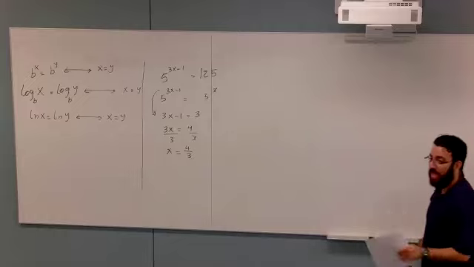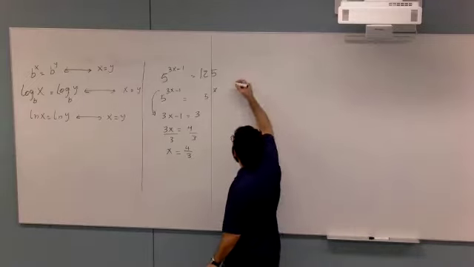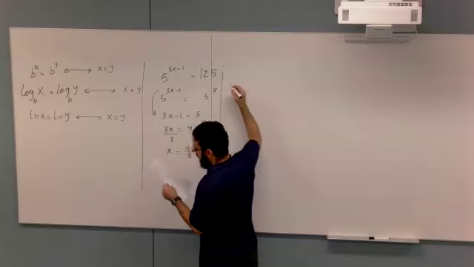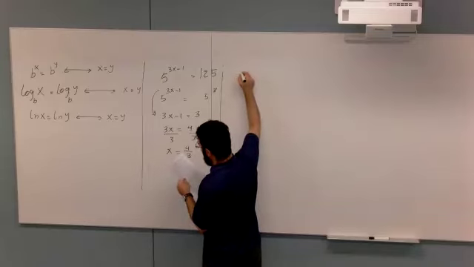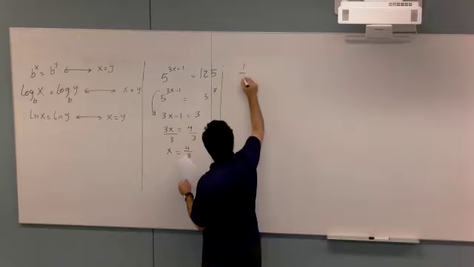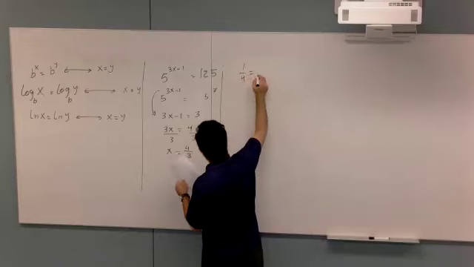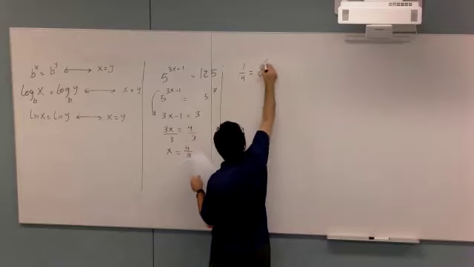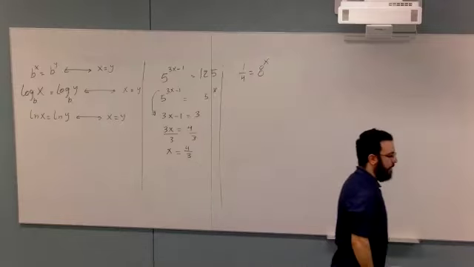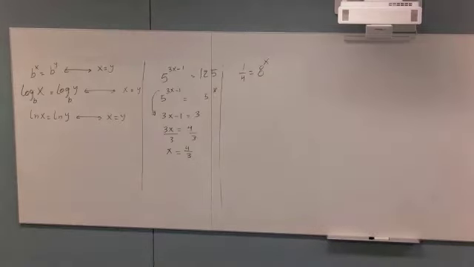You have to think out of the box. Number 2, what did I tell you? Solve 1 over 4 equal 8 to the power x. Now I need you to think how we are gonna get two equal bases.